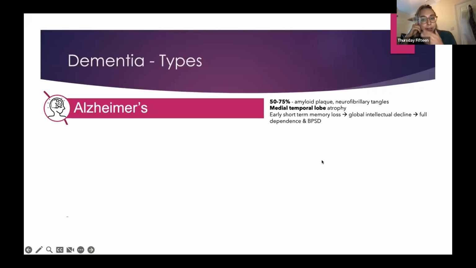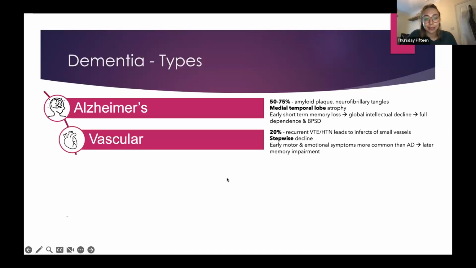So if we go over the different types of dementia, Alzheimer's is obviously the main one. 50 to 75% of cases are Alzheimer's related dementia. Commonly on a CT brain, you'll see medial temporal lobe atrophy, and its classical features are early short-term memory loss that progresses to global intellectual decline and then full dependence, and the BPSD, those behavioural and psychological symptoms of dementia. Those are things like wandering, restlessness, disinhibition, the repetitiveness, and then the psychological symptoms like anxiety, depression, insomnia, and delusions.